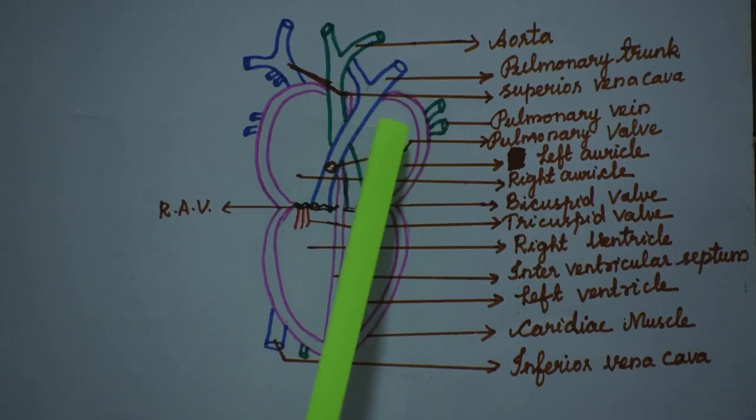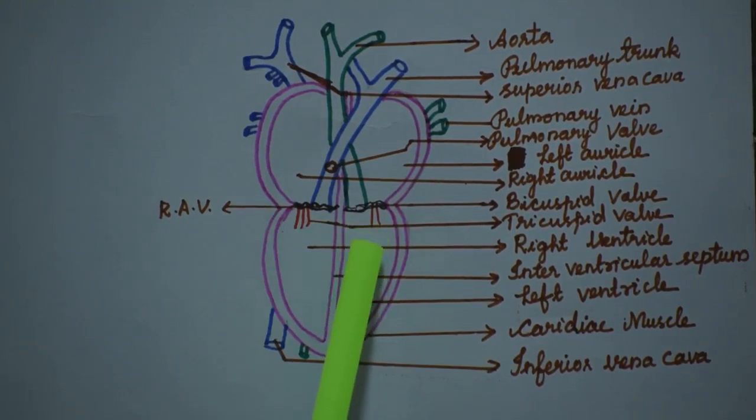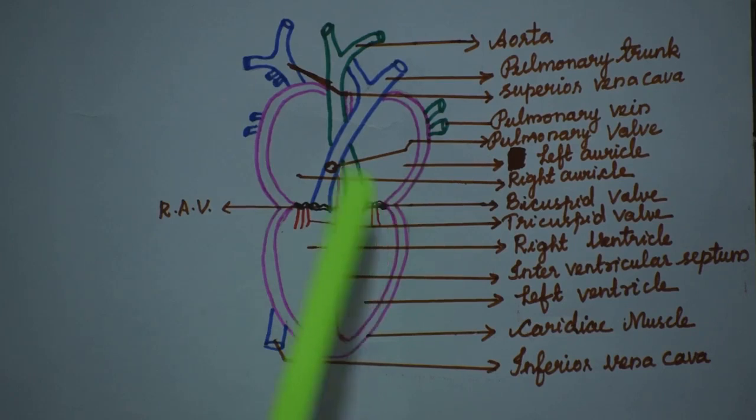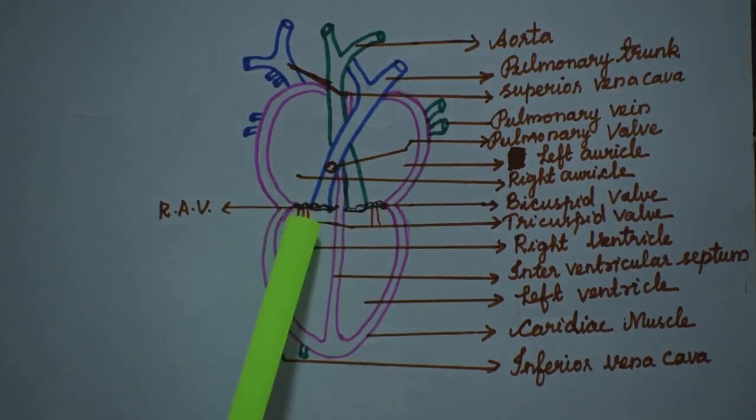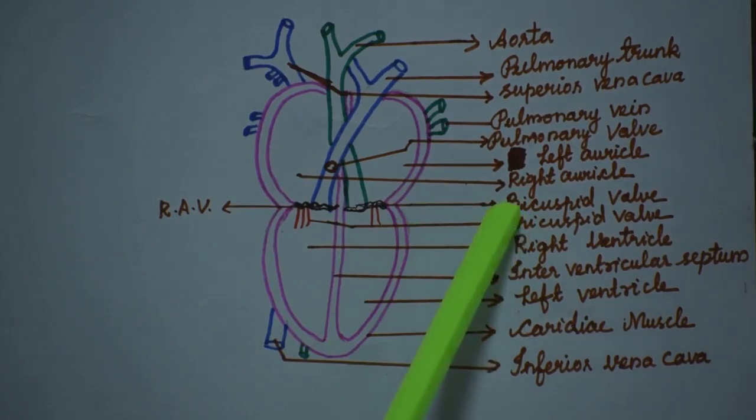Then the left auricle and left ventricle have an aperture called the left auriculoventricular aperture, protected by a valve called the bicuspid valve. The bicuspid valve has 2 flaps and the tricuspid valve has 3 flaps. You know, the tricuspid valve is on our right side and the bicuspid valve is on the left side of the heart.